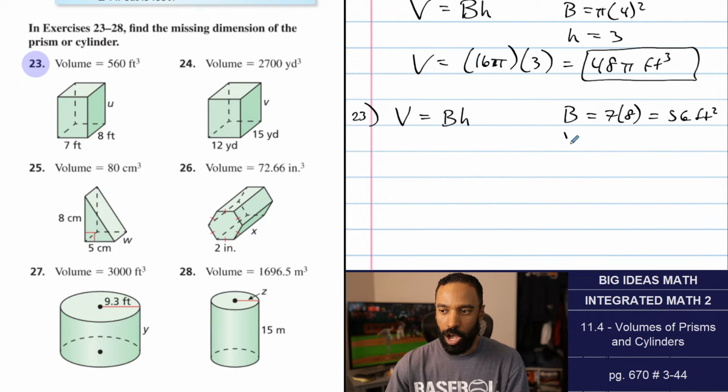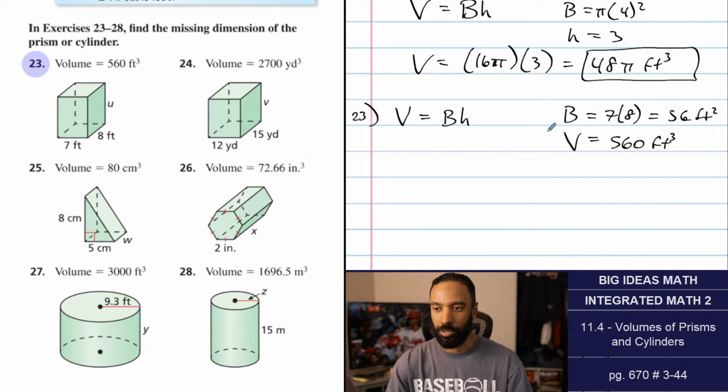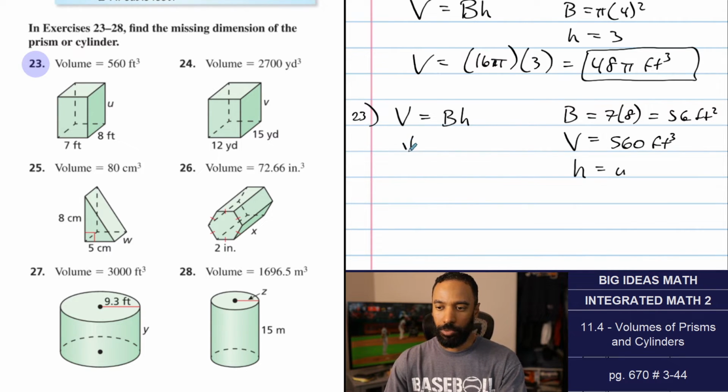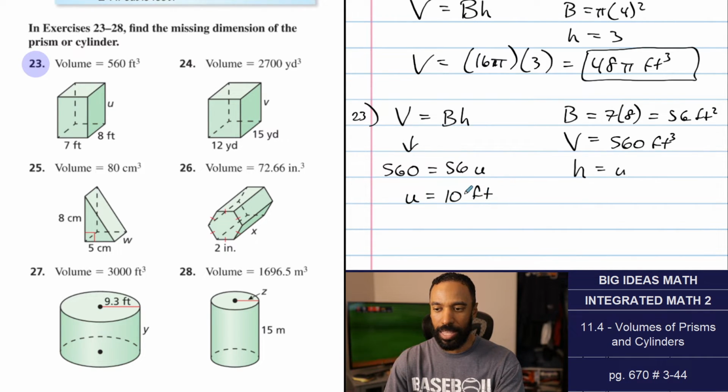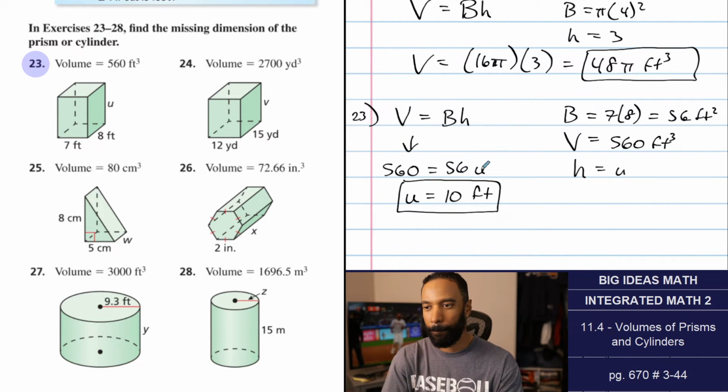But the volume is also established. The volume is 560 cubic feet. That's the first thing they give you. So we have to find the height. It says u, so h equals u. How about that? So volume 560 is going to be equal to 56 times u. Divide by 56, you get u equals 10. This is the height, this is a length, this is in feet. U is 10 feet.